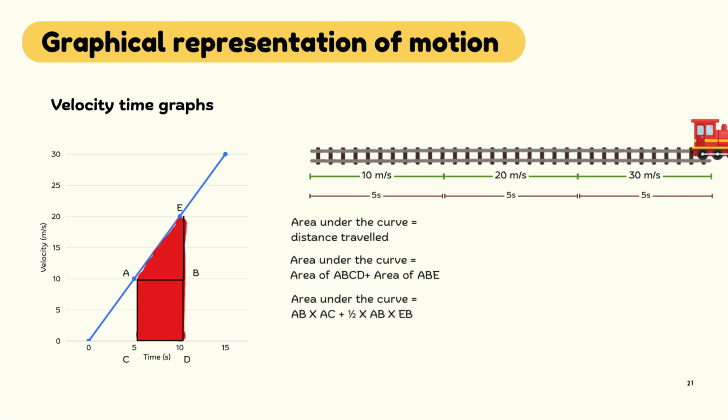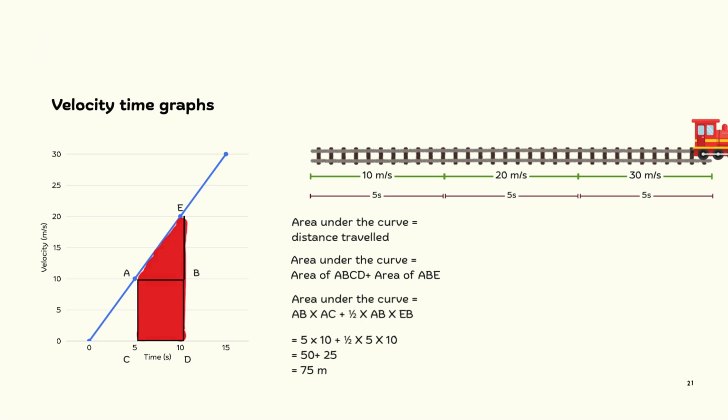So substituting the values accordingly, where AB is 5 and AC is 10 and EB is also 10, we get that the distance traveled is 75 meters. So this is how we use the velocity time graphs to find the distance traveled by the object.